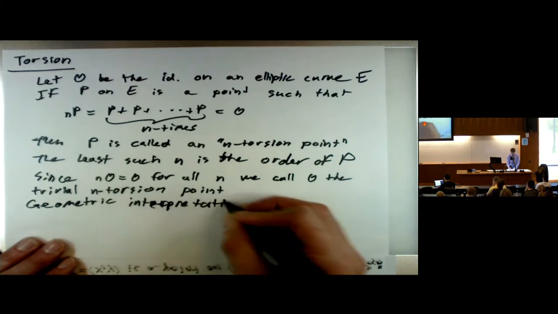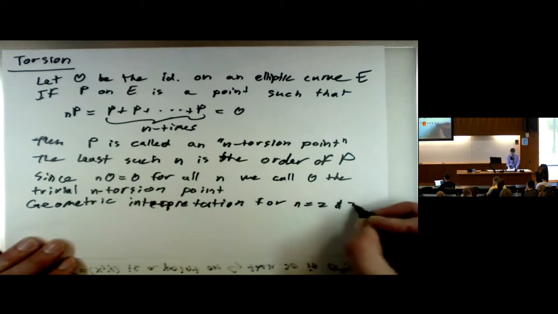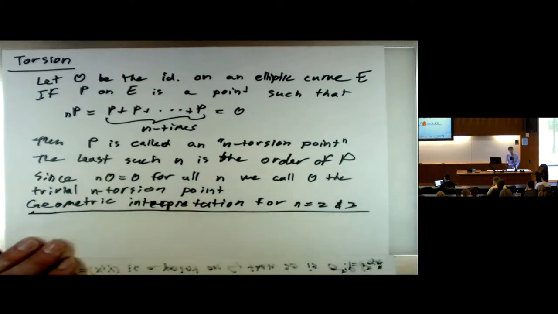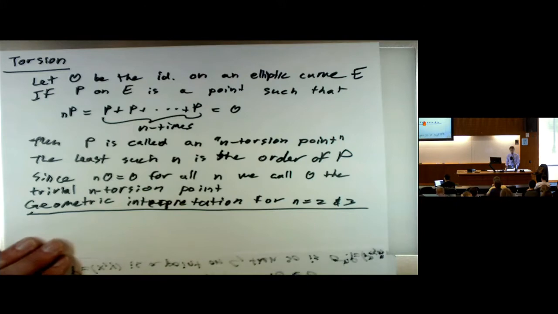So let's look at some special cases. Interpretation for n equals 2 and 3. For arbitrary n, of course, it would be tough to come up with a geometric interpretation. But there's a very nice geometric interpretation of torsion for n equals 2 and 3. 2 torsion corresponds to basically points that have vertical tangent lines, if you have something in Weierstrass form anyway.